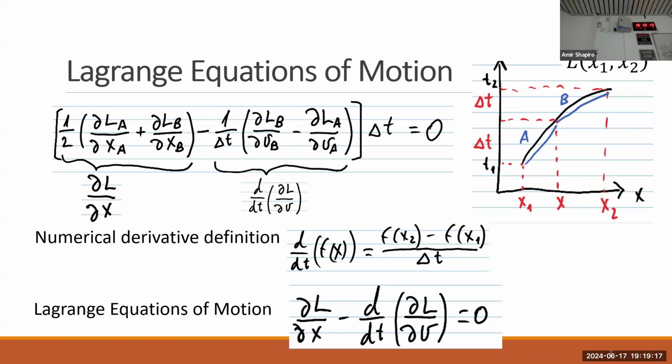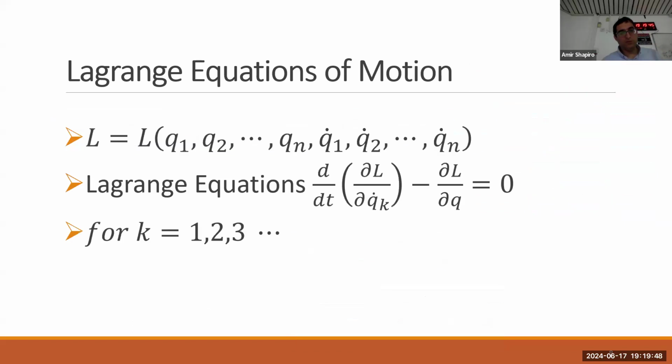Then the numerical derivative is x minus f times delta t divided by delta t, and therefore we get d to dt of dl to dv, and everything is in minus. And we got the Lagrange equations of motion, dl to dx minus d dt, dl dv equals 0. And this is something that you probably know.